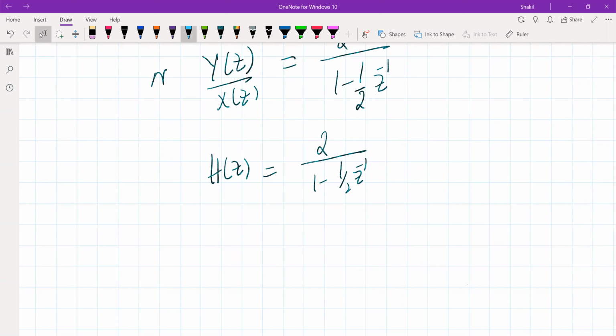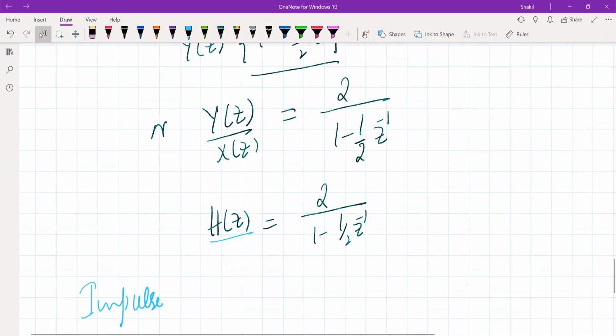Now the impulse response of the system. How do we calculate the impulse response of the system whose transfer function is this? You can simply take the inverse transform of this. That will give you the impulse response. But let me illustrate it from here.